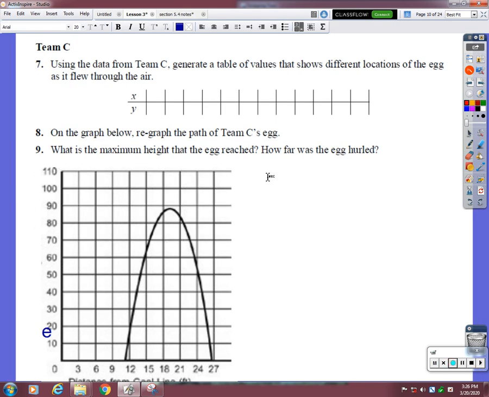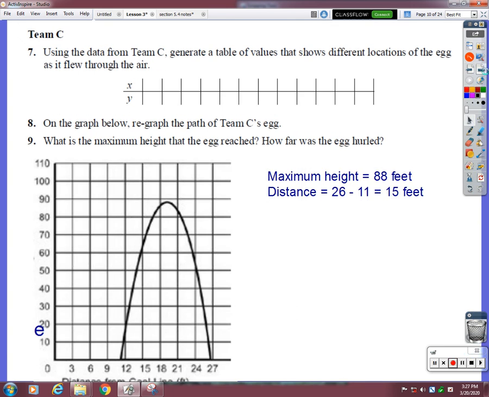So let's answer the main questions. So maximum height. This one looks like about 88 feet. I think that's what I said on the other slide. And then the distance is equal to about 26 minus 11-ish, which equals 15 feet. Okay, so now we are ready to figure out who won.